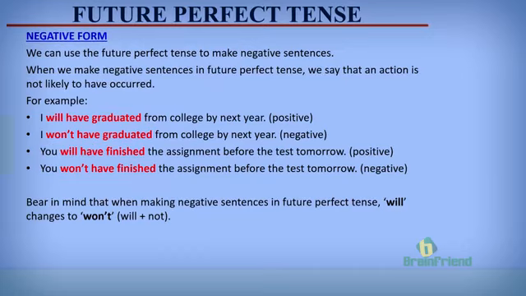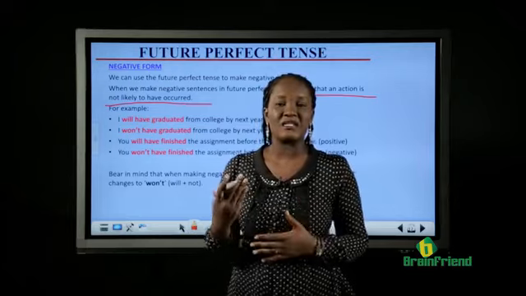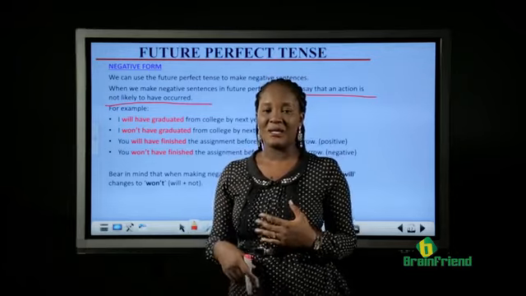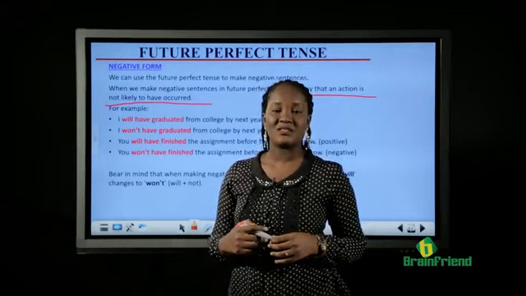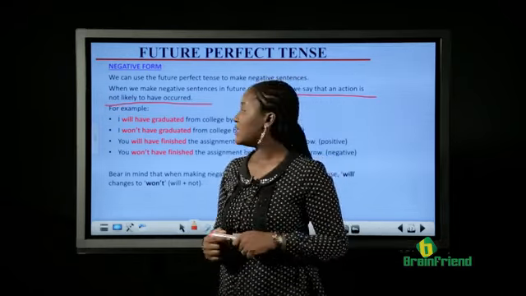Apart from asking questions in the future perfect tense, we make negative sentences in the future perfect tense. And yes, it is possible to make negative sentences in the future perfect tense. When we make negative sentences in future perfect tense, we say that an action is not likely to have occurred. When you want to say that an action is not likely or expected to have occurred at a particular point in time, we express such negative sentences in the future perfect tense.